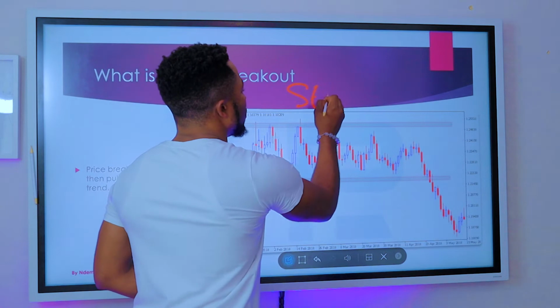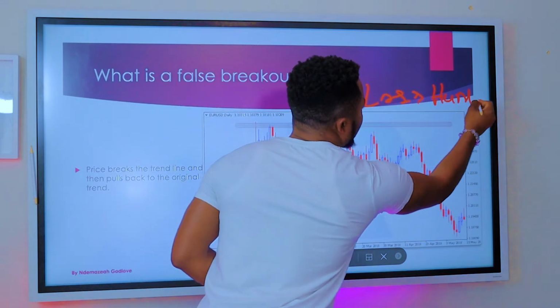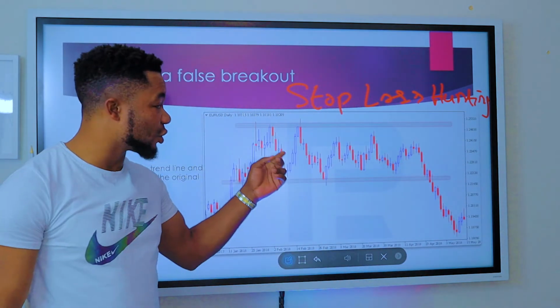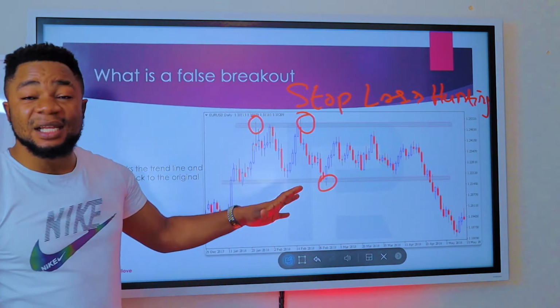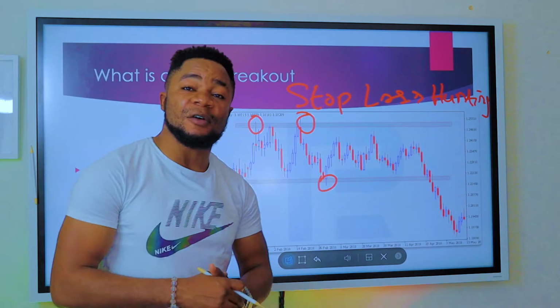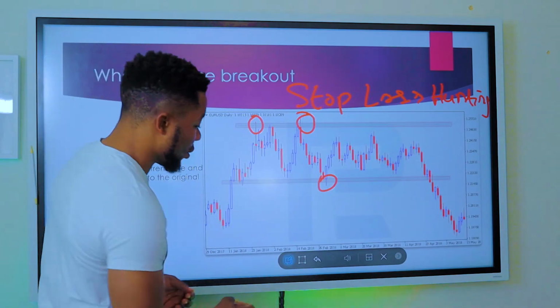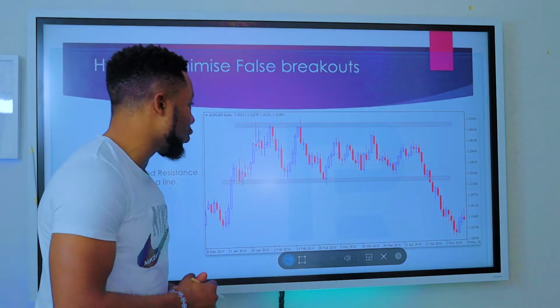This is also called stop loss hunting. All right. Most of you have already heard of this word, stop loss hunting. So this is also called stop loss hunting, where brokers and market makers do this deliberately to kick out 90% of all forex traders before the market continues in the original trend. All right. So now, how can you minimize this false breakout?